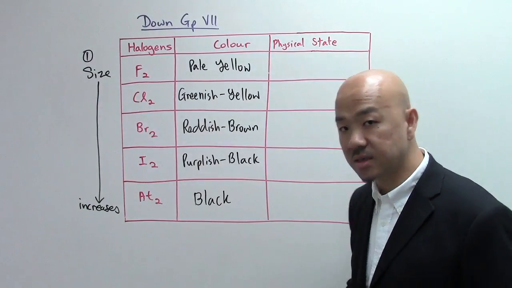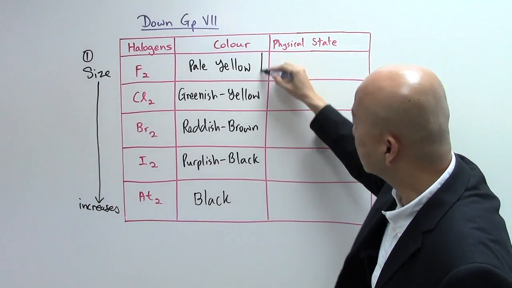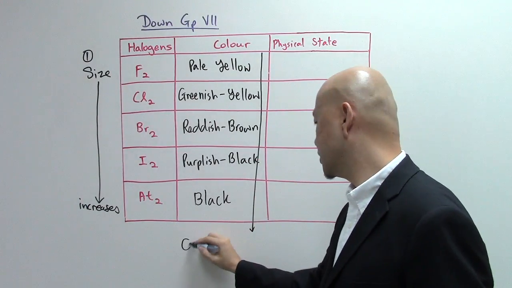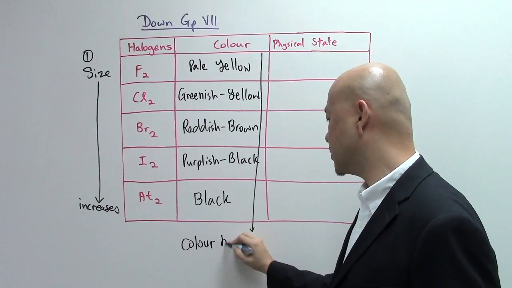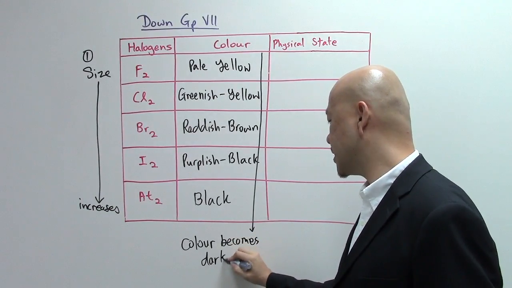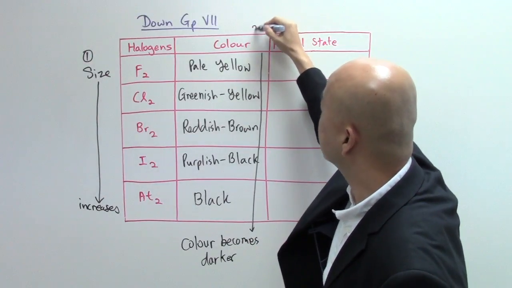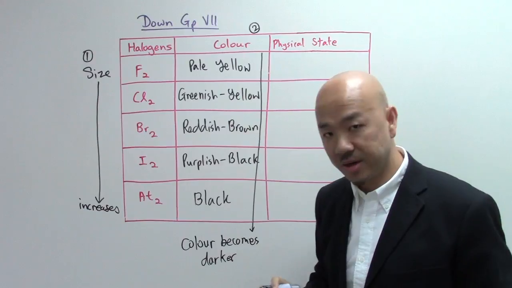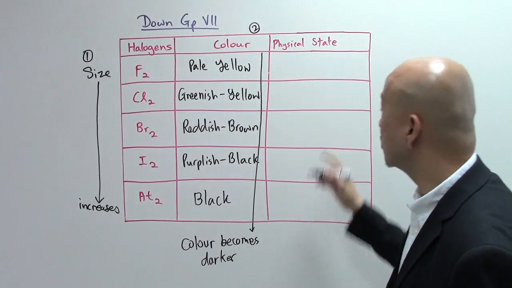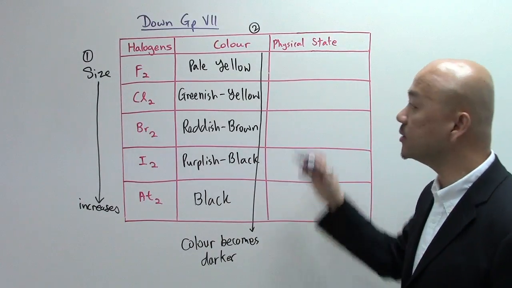So as you can see, from the top to the bottom, as we go down group 7, the color of the halogen increases. So we say that the color becomes darker as we go down group 7. So this is the second trend that will be tested. The third trend will be on the physical state and thus the melting and boiling point.